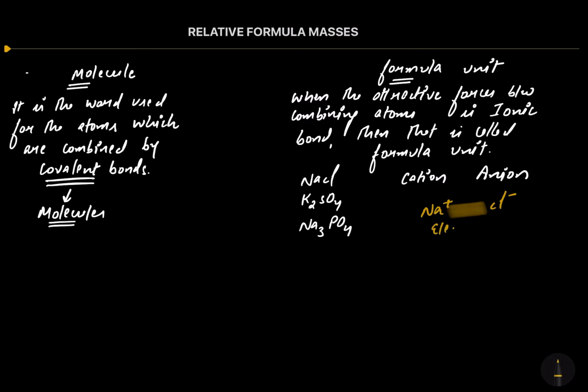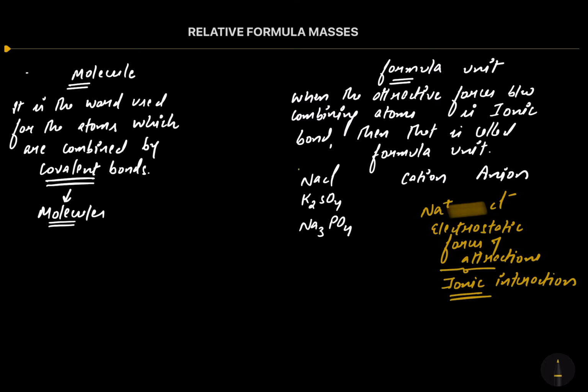These are electrostatic forces of attraction, also known as ionic interactions. Then the representation of this ionic interaction, that is NaCl, is called formula unit. The representation of compounds having ionic interaction between the combining ions, the cations and anions, is called formula unit. So this is the thing.